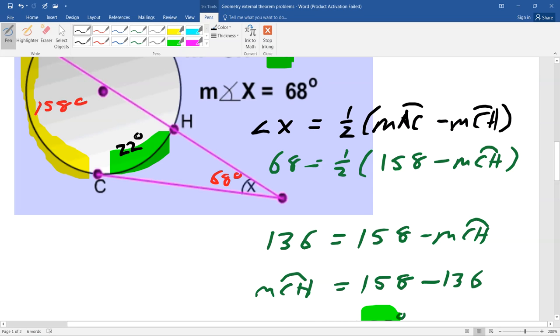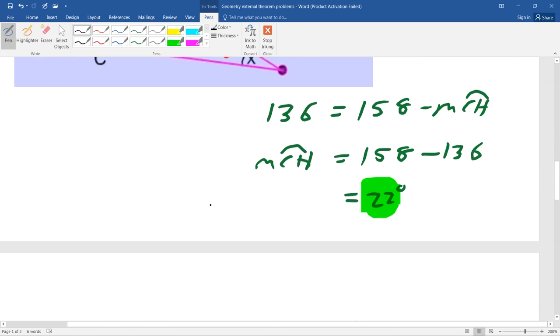What should work out is if we take 158 minus the 22 degrees, we get 136. That gives us twice the angle of intersection between the two lines. So that looks good. One more variation.